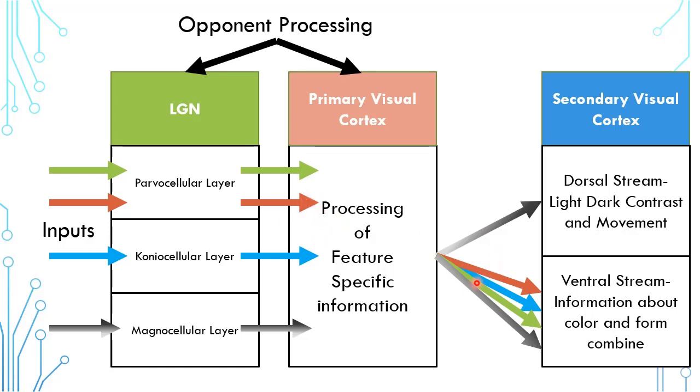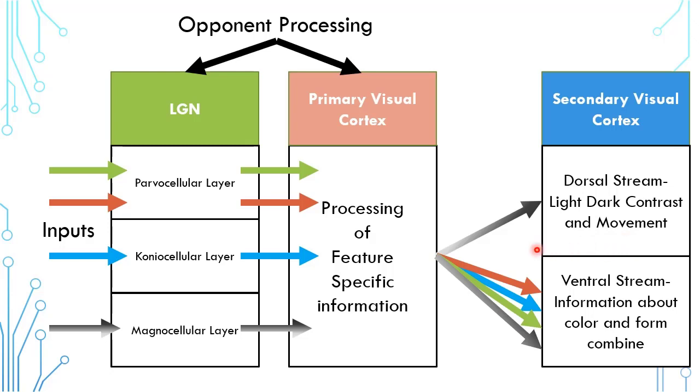And what happens as it goes to the secondary visual cortex is that the dorsal stream is very sensitive to light-dark contrast and movement. That's probably the thing it's most sensitive to. And the ventral stream is more sensitive to information about color and form. If you remember, the ventral stream is the what. So we're processing information about what an object is and identifying it, whereas the dorsal stream is the where stream, telling us how things are moving through the environment.